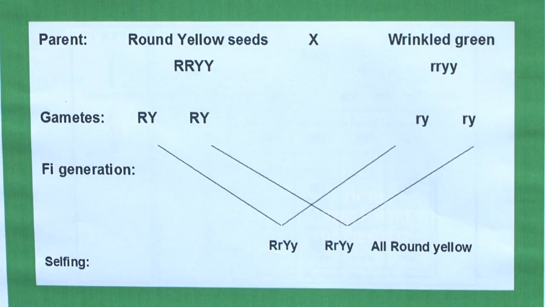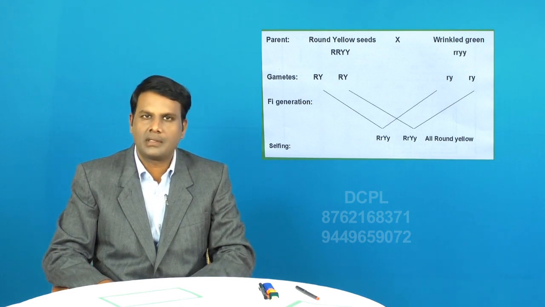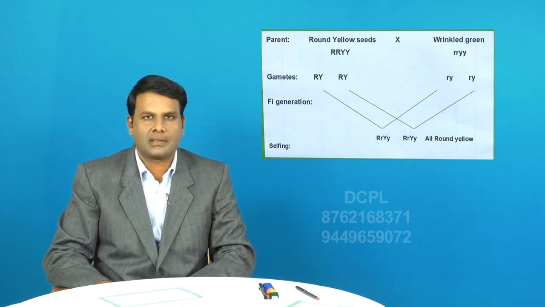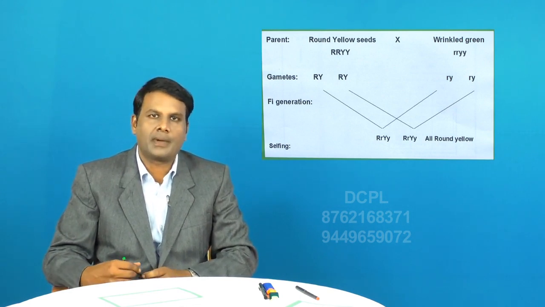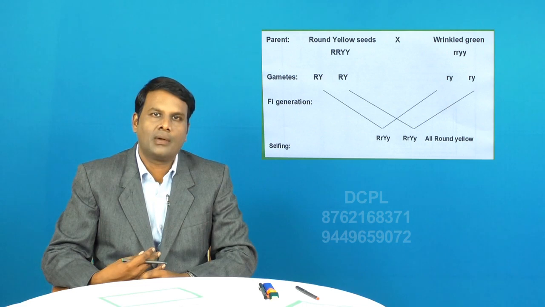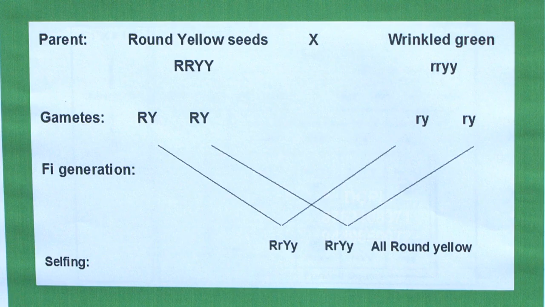Dear students, before going to the test question, let us understand the dihybrid cross. You know that a dihybrid cross is a cross between two plants differing in two characters. So, Mendel crossed two pea plants, one producing yellow and round seeds and the other plant producing green and wrinkled seeds.